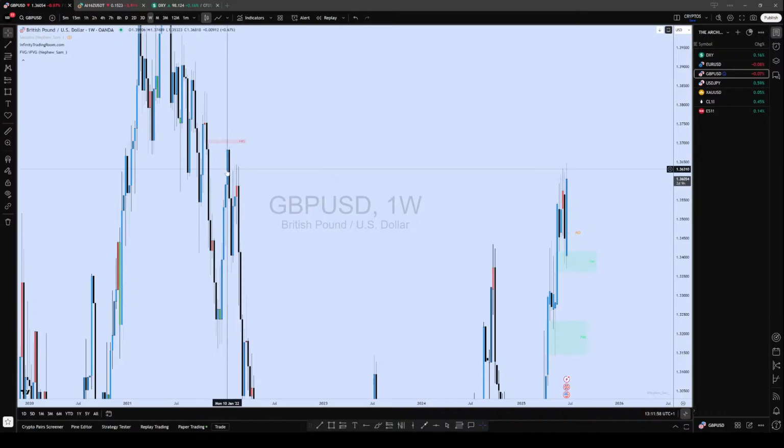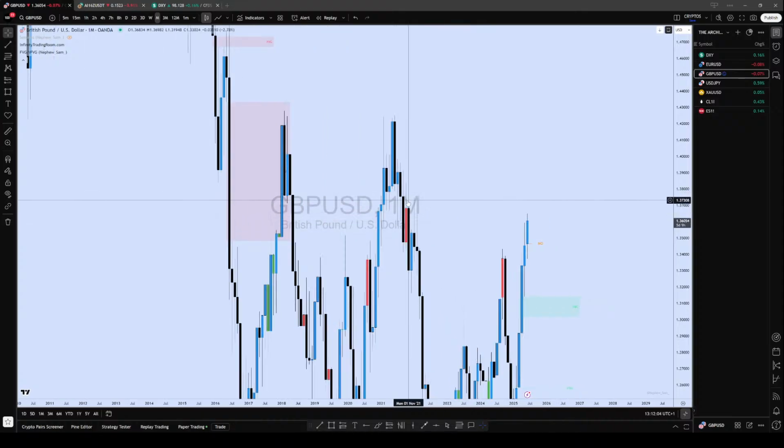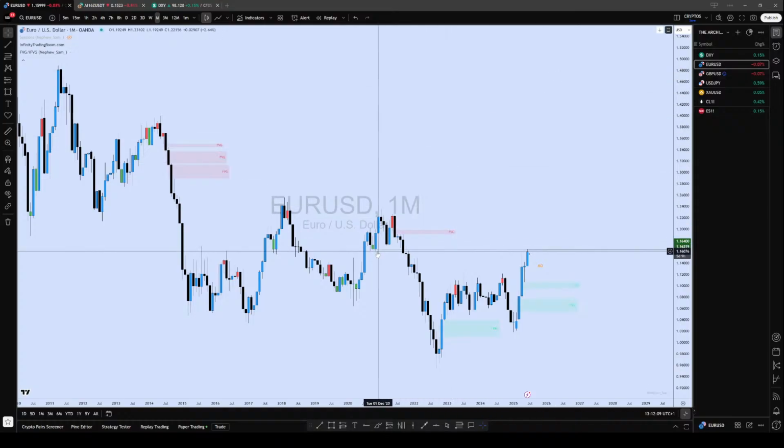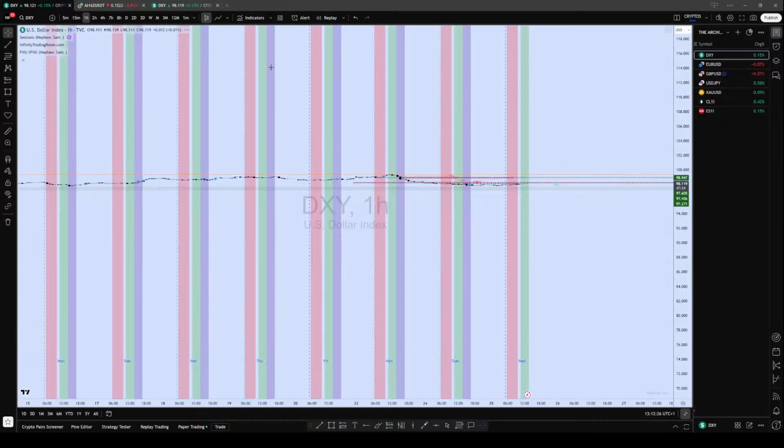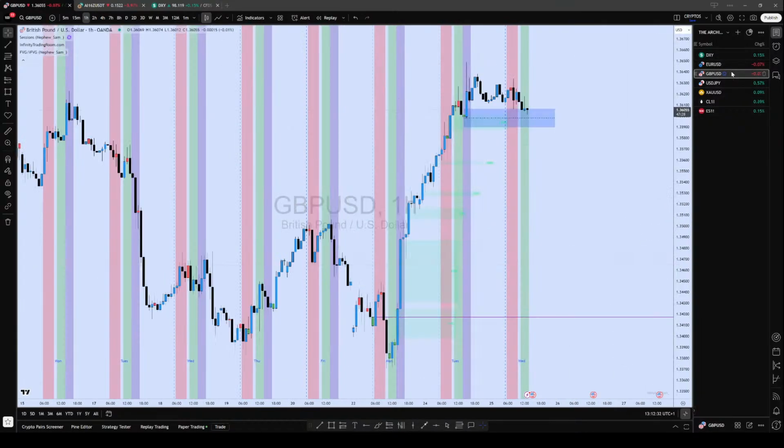Okay, there's nothing in here to resist price. If you go to the monthly, there's nothing here to resist price, so price is free to continue going higher. But with the euro, we have this down candle that can resist price. So that's why I prefer the British pound to the euro. The expectation is lower dollar, higher euro and pound, but preferably pound from this order block that formed during the New York session.